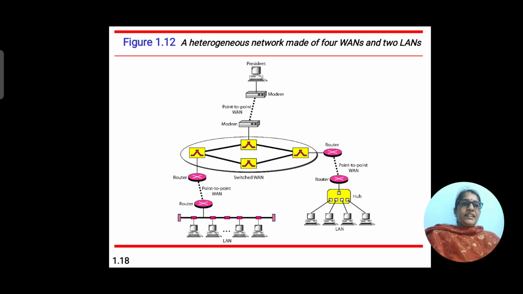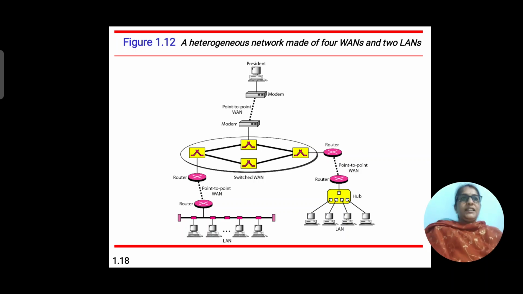First we start with the president. From there we are connected to a modem, then from that modem to another modem. From that modem we connect to a switched WAN. From there, it is divided to a router, then again to a router, to a point-to-point WAN, and again to a router. Then next is a hub. From the hub we are using a LAN system where we are connecting our computers.